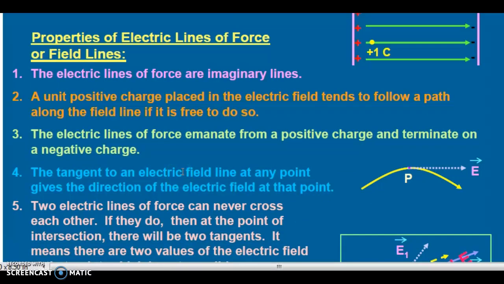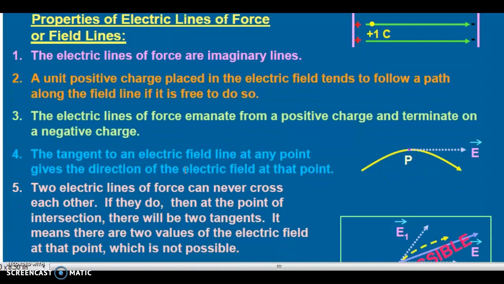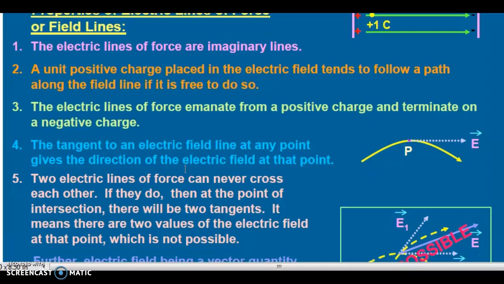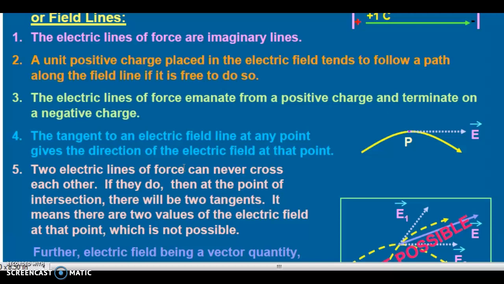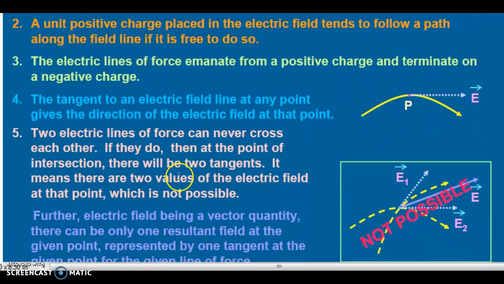The electric lines of force do not intersect. Fifth point says they do not cross each other. If they do so, then at that point of intersection there will be two tangents. It means that there are two values of electric fields at a point, which is not possible. So the electric field lines are not going to cross each other.